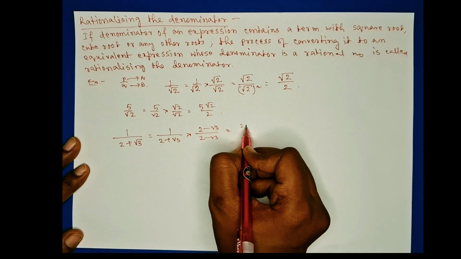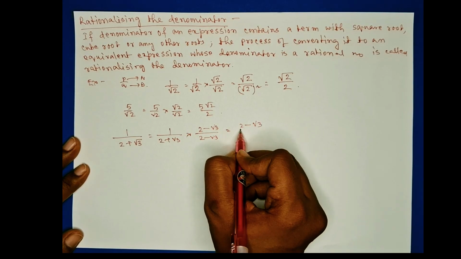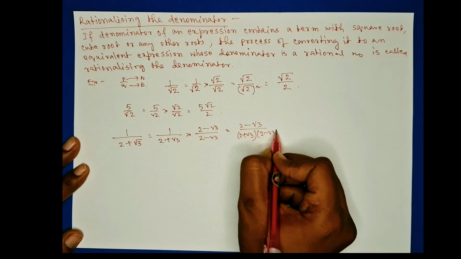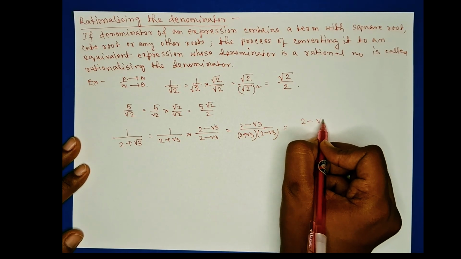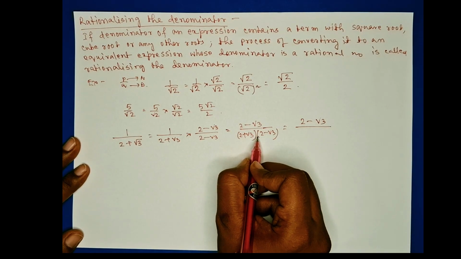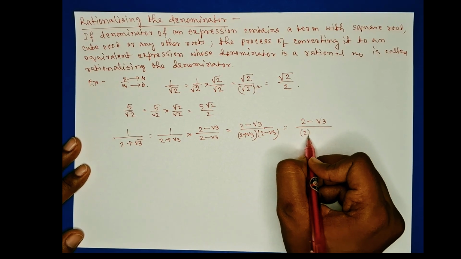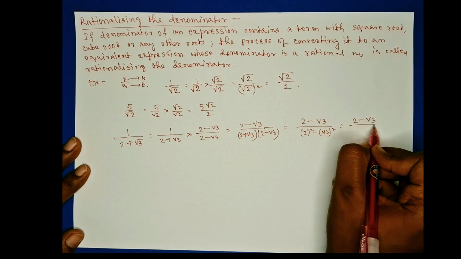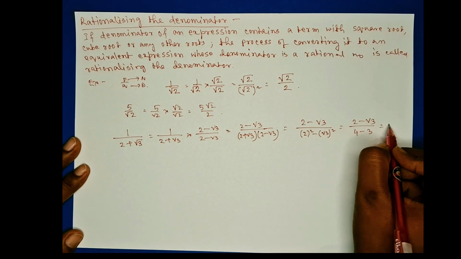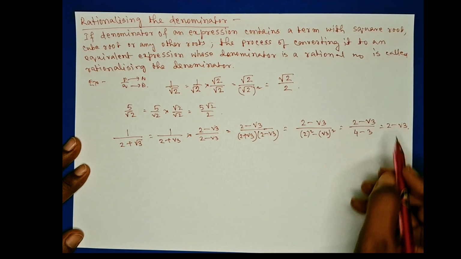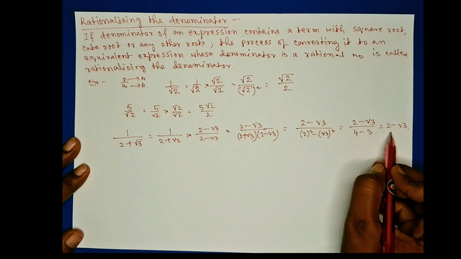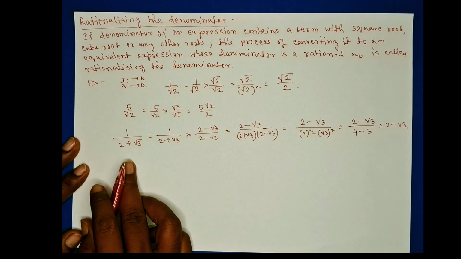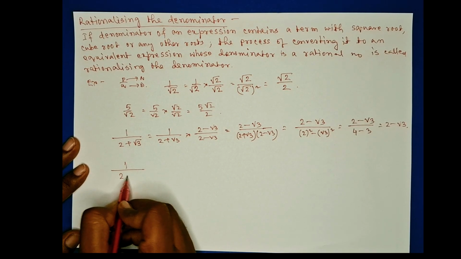So what will this become? It will become 2 minus root 3 by, this is 2 plus root 3 and 2 minus root 3. This is a plus b into a minus b. What is this? a square minus b square. So this will be 2 minus root 3 by 4 minus 3. So this will be 2 minus root 3. Now there is no irrational number in the denominator. What is there in the denominator? 1 is there.